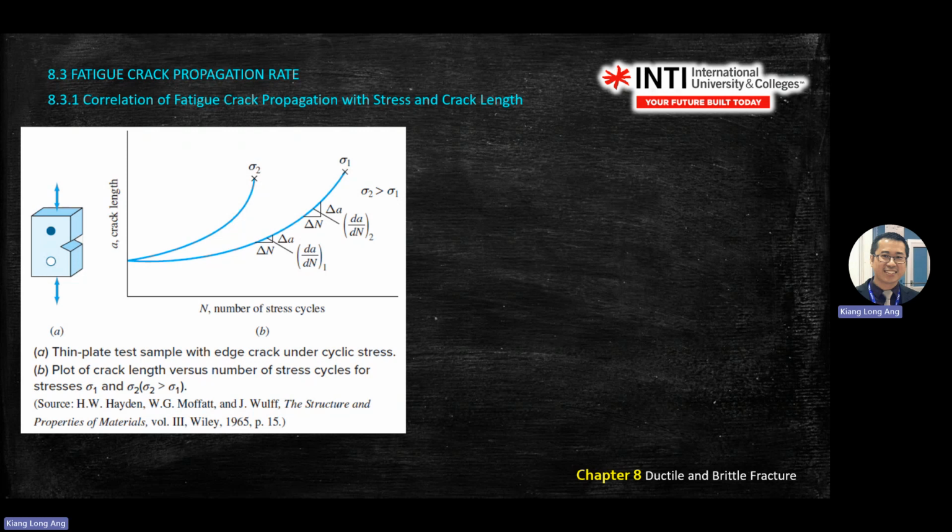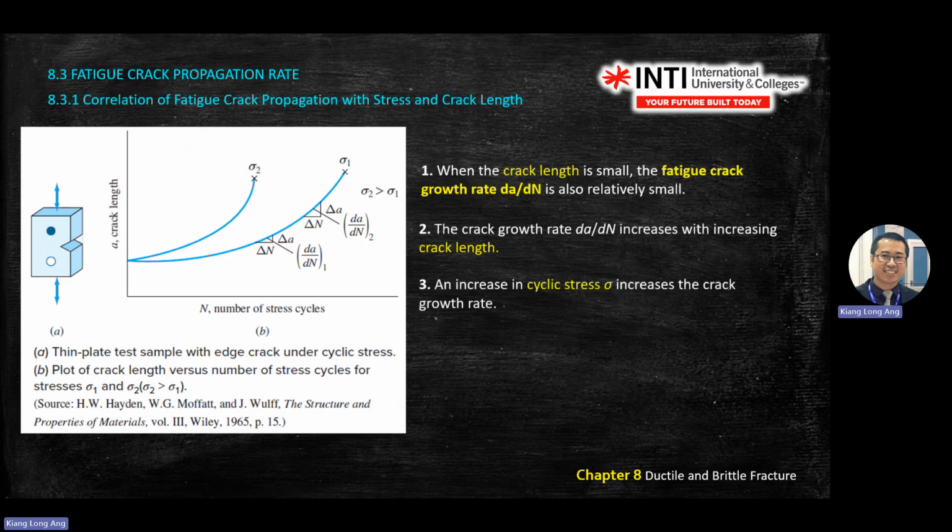As you can see here, these two blue lines, when you pull with the higher stress, the object will fail earlier compared to the second one. So if you pull stronger, this one will fail. And stress number 1 here is smaller, so you pull at a smaller force, and the curve will take longer to fail. So we can observe these three things on the graph.